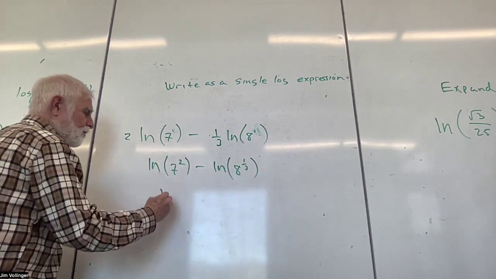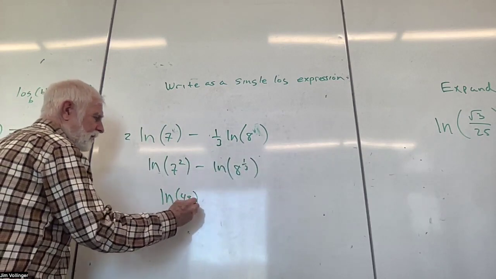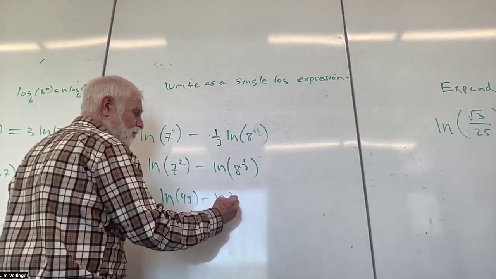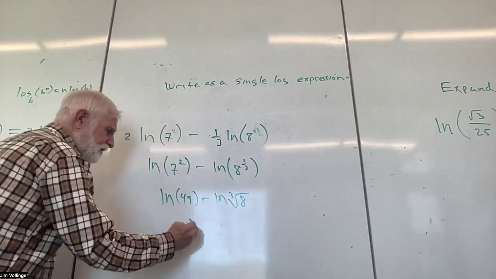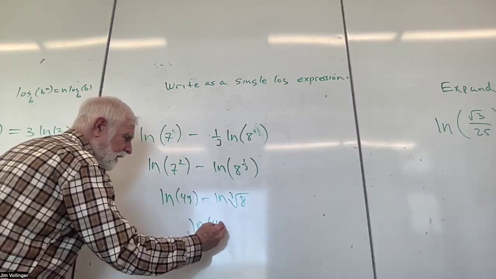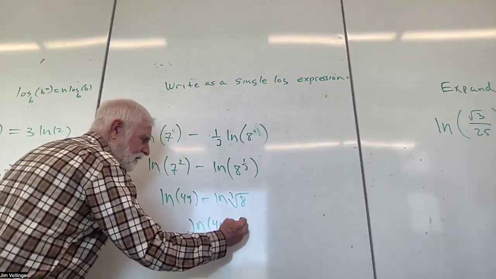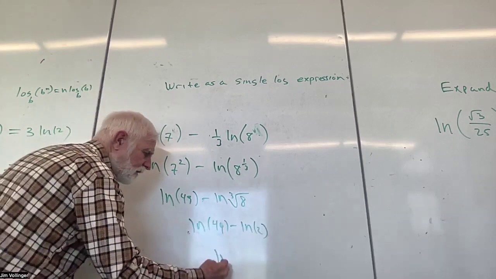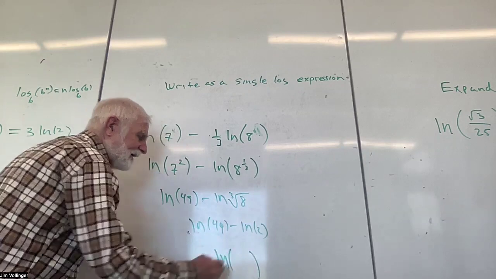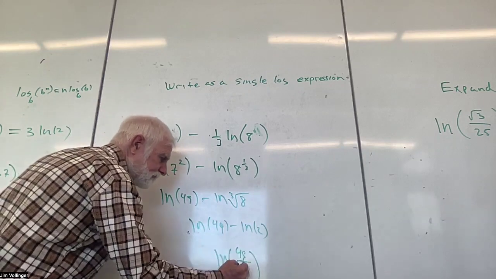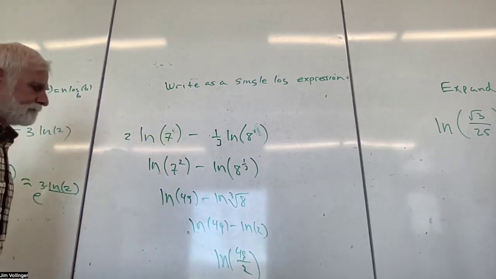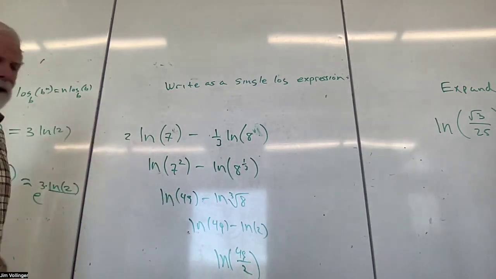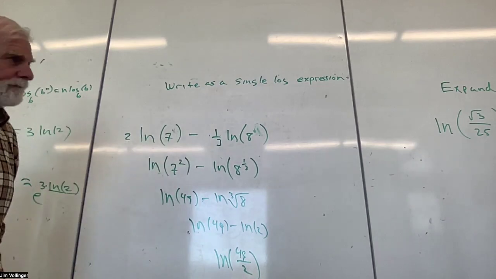1/3 means the cube root of that. So that's 49 minus the ln of, this is the same thing as the cube root of 8. So this is the ln of 49 minus the ln of 2. And we said a subtraction of exponents comes from a division of quantities. That's a single log. And it came from that line of work.